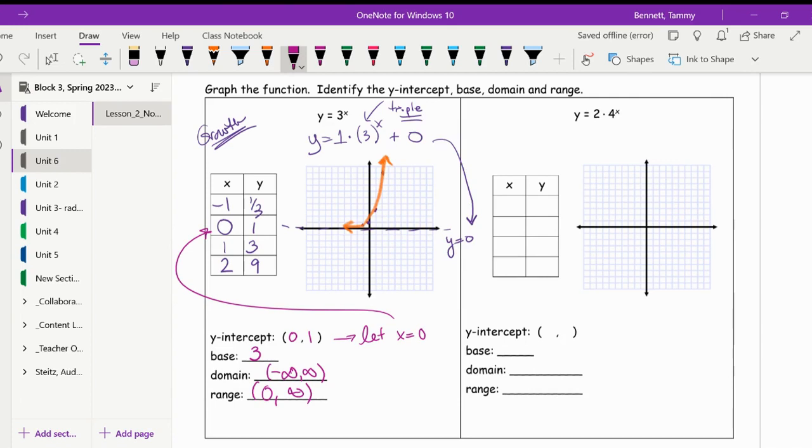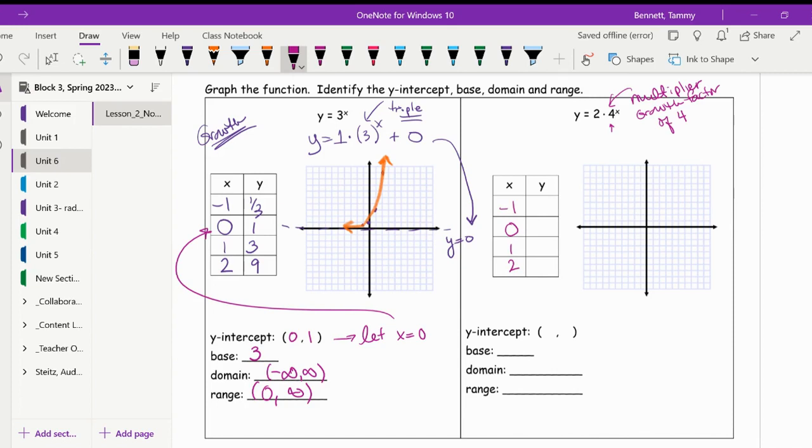Next equation, y equals 2 times 4 to the x. So my multiplier this time is 4. So we have a growth factor again of 4. My exponent is x, so I'm going to put this at 0, -1, and then go 1 and 2.